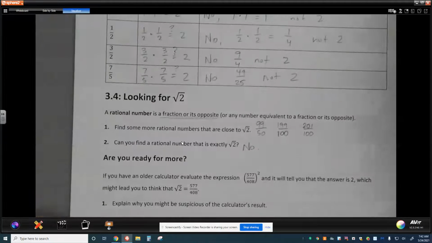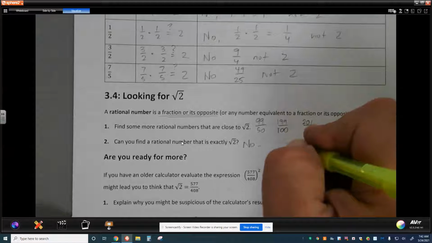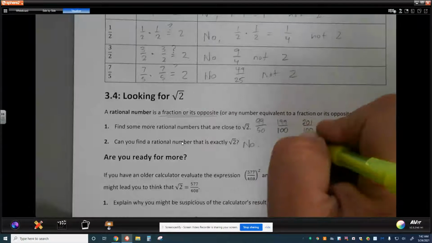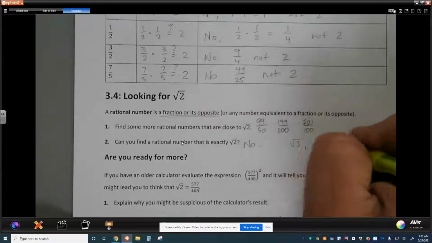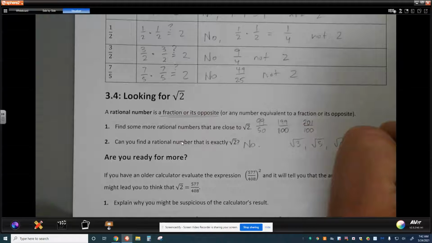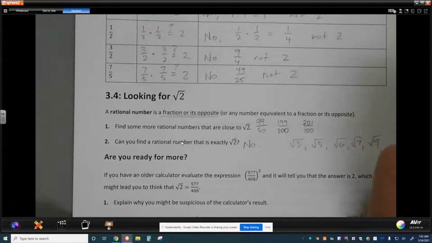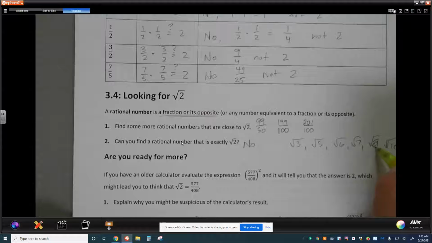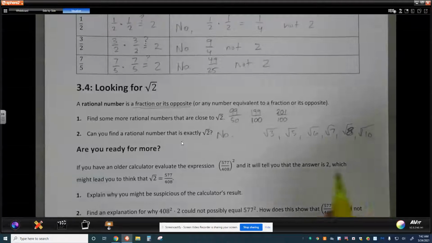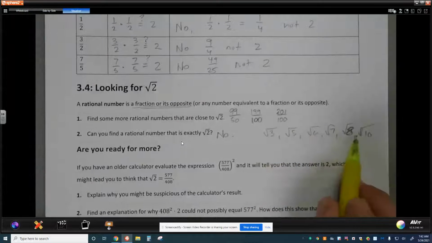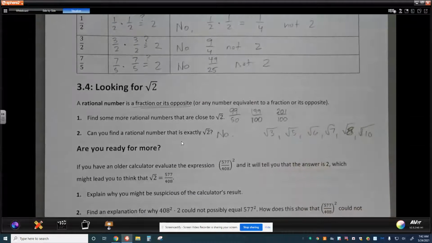This is the case for most numbers that are taken to a square root. We could talk about square root of 3, square root of 5, square root of 6, square root of 7, square root of 8, square root of 10. You'll see that each of these numbers, we skipped over square root 4 and square root 9. As we build this up, we'll start to understand those pieces.